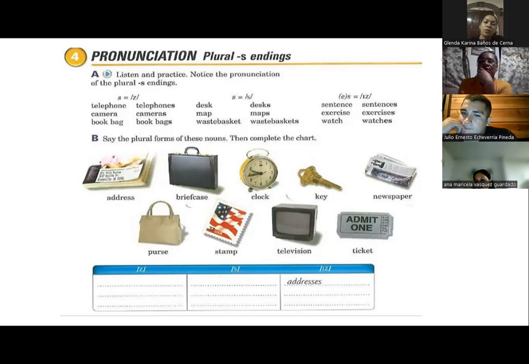Newspapers. Horses. Stamps. Television. Televisions. And tickets? Tickets. Very good. So over here we have to classify the pronunciation, okay?